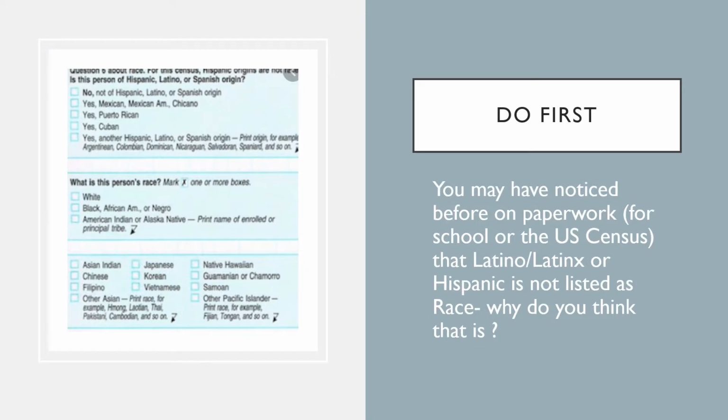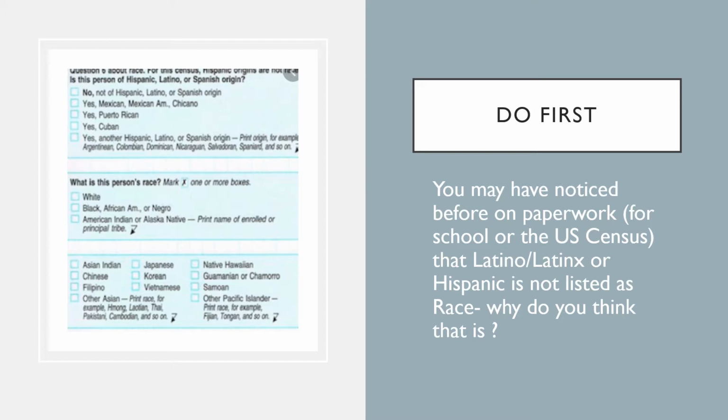The Do First question is right there for this session. If you have not already grabbed something to write with, go ahead and do that. The Do First question reads, you may have noticed before on paperwork for school or the US Census, for example, that Latino and Latinx or Hispanic is not listed as a race. Why do you think that is?